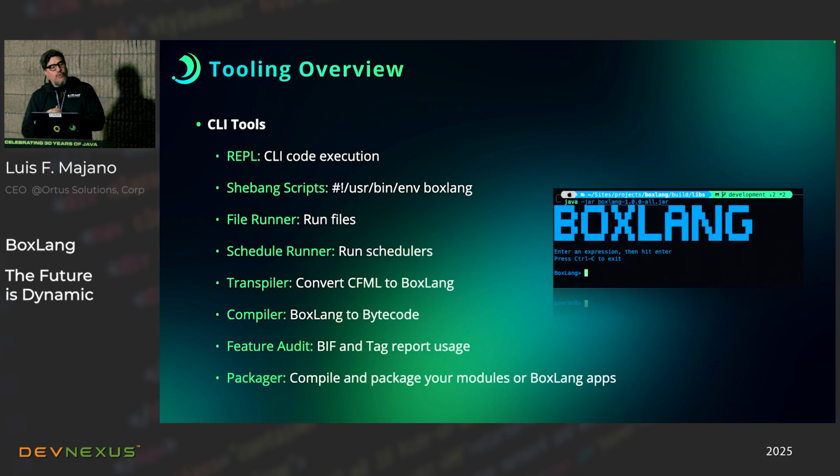We also have a lot of CLI tooling, from a built-in REPL to the ability to execute shebang scripts from the scripting side of it, ability to run files, ability to run the schedulers, the transpiler, so you can actually tap into the transpiler immediately, and also the compiler, so you can actually do compilation as well. We have actual feature audits, so you can actually learn how to build feature audits for your projects. And of course, we're working on a packager to really compile and package your modules or BoxLang applications right from the CLI and the IDE. So all these tools were very important for us. Just try them out and give us your feedback. And of course, we've gotten huge feedback for IntelliJ, so that is going to be coming soon.